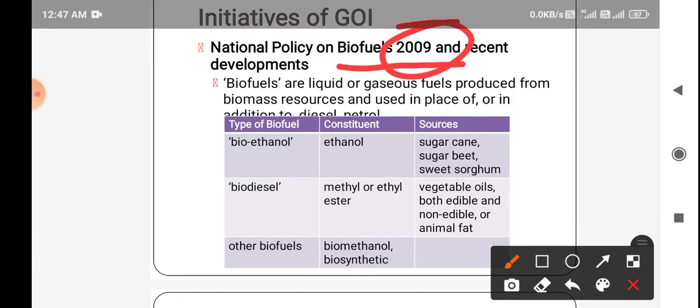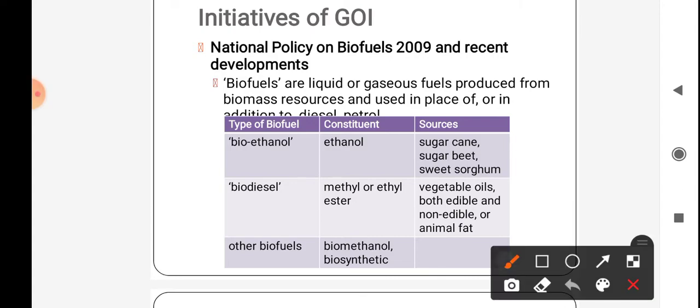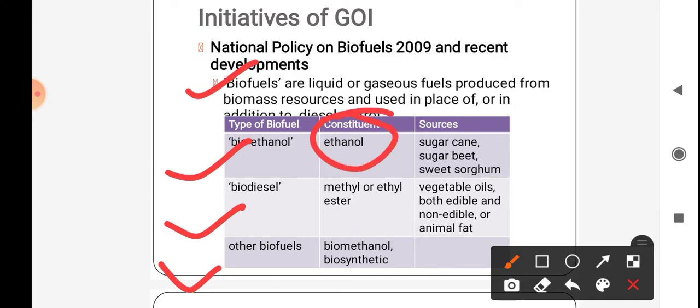The national policy on biofuels was announced by India in 2009. Then what are biofuels? Biofuels are liquid or gaseous fuels produced from biomass resources and used in place of or in addition to diesel or petrol. There are three categories of biofuels: bioethanol, biodiesel and other biofuels. For bioethanol, the main constituent is ethanol, and it is extracted from sugarcane, sugar beet and sweet sorghum. These are all sweet types of materials.